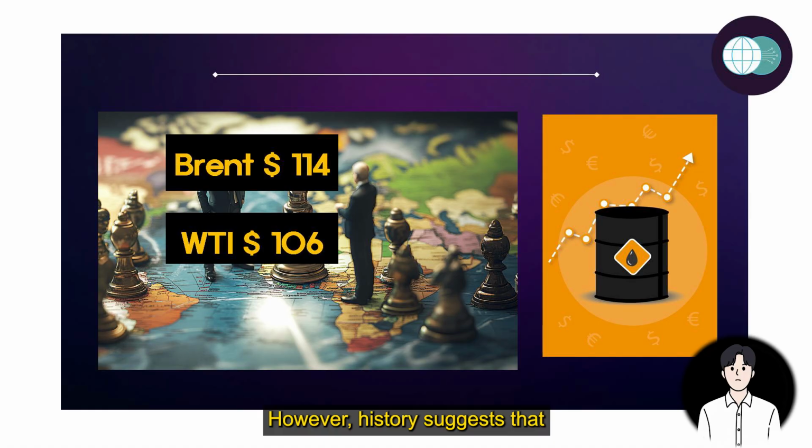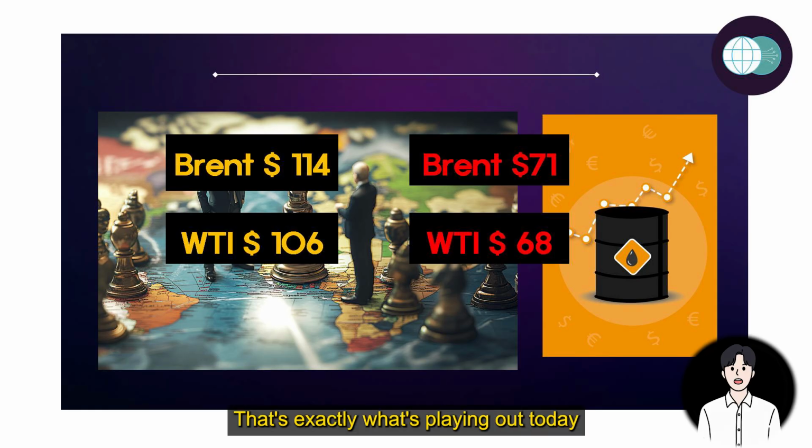However, history suggests that energy prices tend to stabilize a few months after the initial shock. That's exactly what's playing out today, with Brent adjusting towards $71 and WTI around $68.